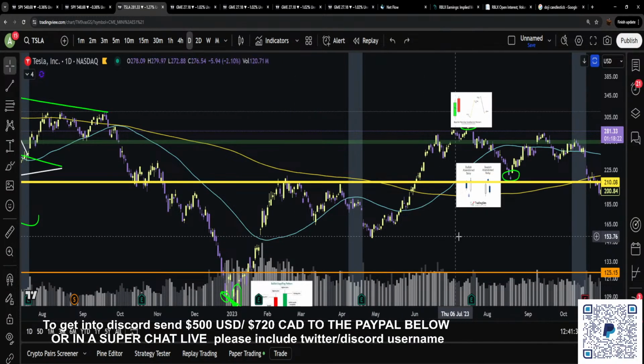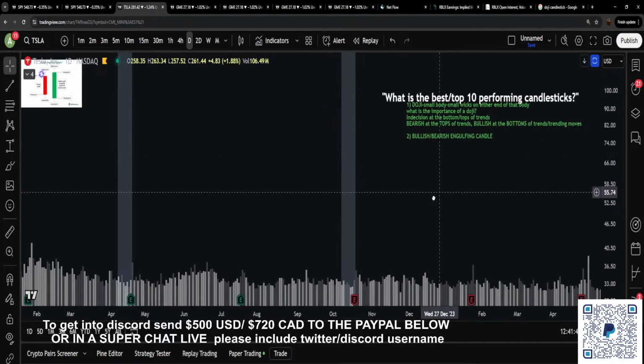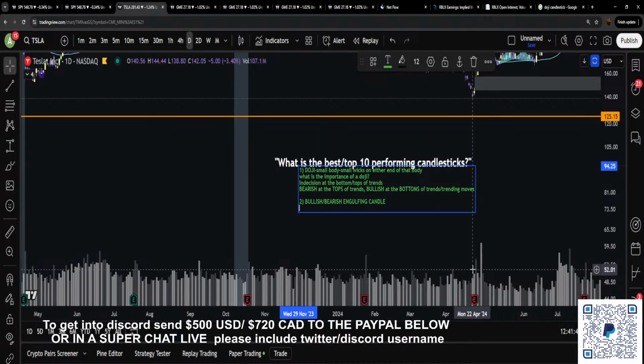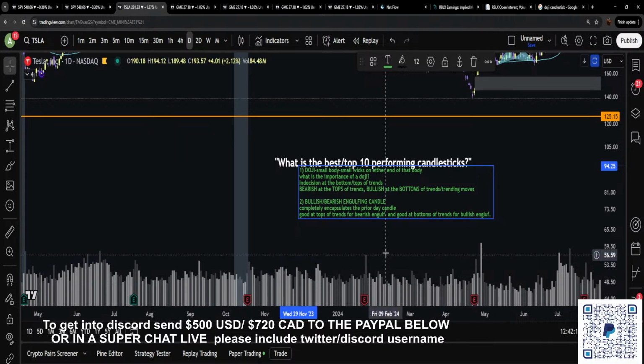Everybody with me so far on the bullish and bearish engulfing candlestick formations? It completely encapsulates the prior day candle. Good at tops of trends for bearish engulf, and good at bottoms of trends for bullish engulf. All right, there we go.